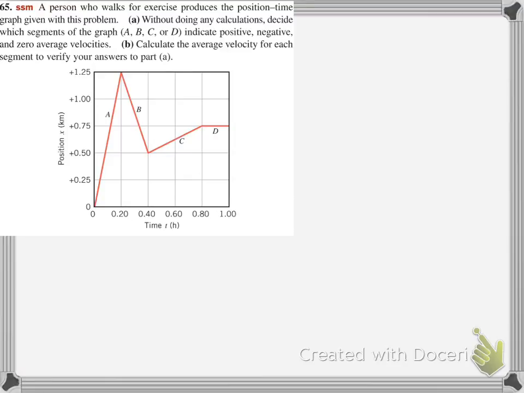Another problem: a person who walks for exercise produces the position time graph given with this problem. Without doing any calculations, decide which segments of the graph, A, B, C, or D, indicate positive, negative, and zero average velocities. As you can see in the graph, A and C are both going to be positive because they're both moving upwards. B is going to be negative because it's moving downwards, and D is going to be 0 because it's not moving up or down, it's just constant.